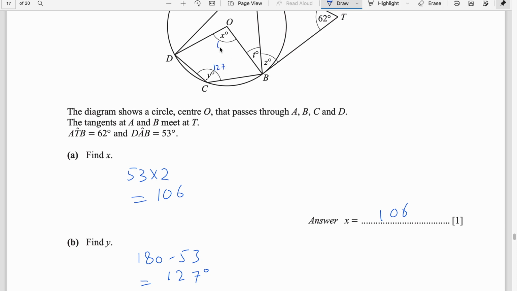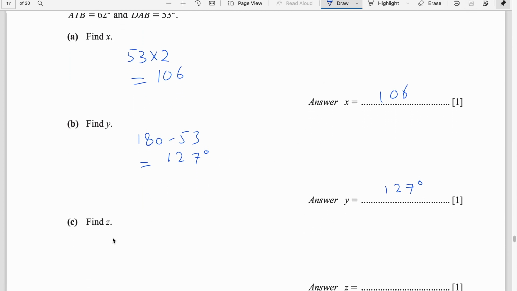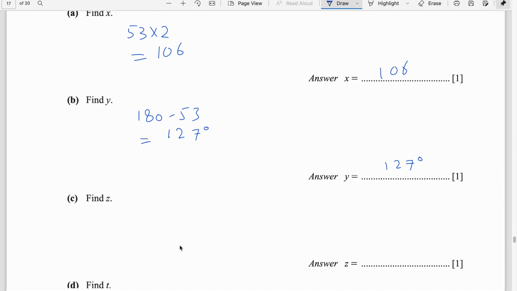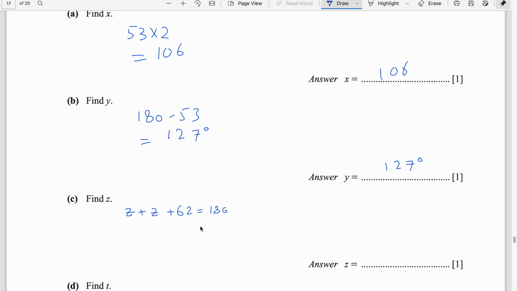127 and 6106. Find Z. So the two tangents are equal. If this is 62, these two are Z because it is an isosceles triangle. So Z plus 62 is equal to 180. 2Z is equal to 180 minus 62, which is 118, and Z is equal to 118 by 2, 59 degrees.